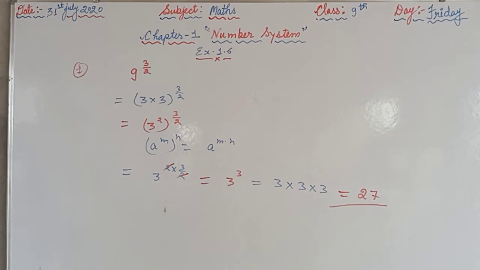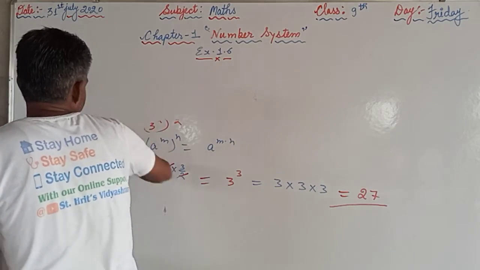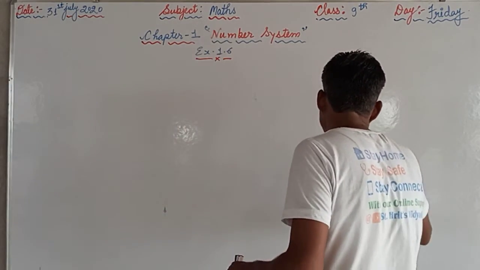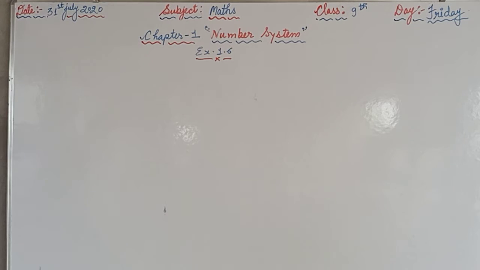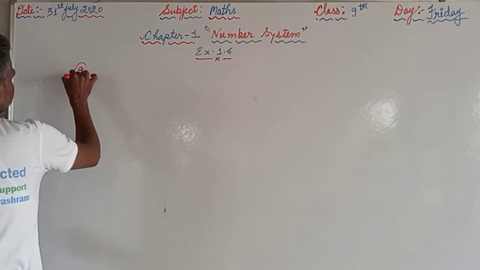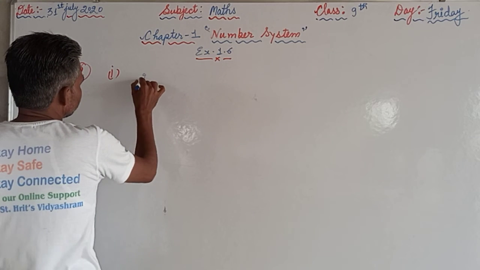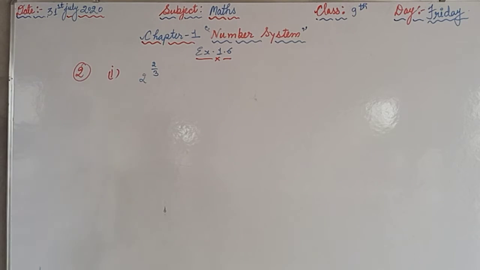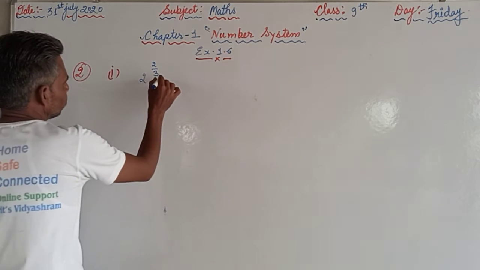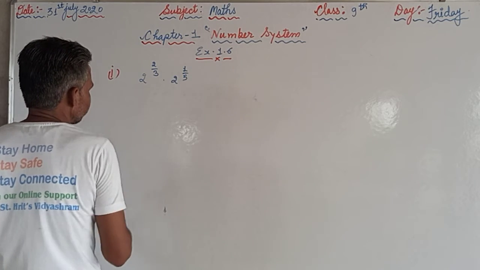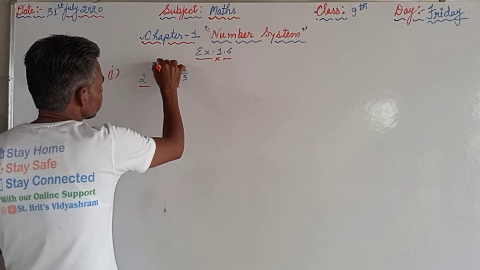At the same time we will also discuss that if the questions are like that, question number 2, first part, that is 2 raised to power 2 upon 3 into 2 raised to power 1 upon 5. Here the bases are same and the exponents are different.